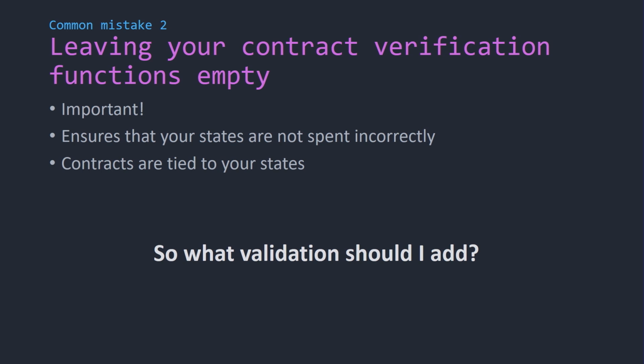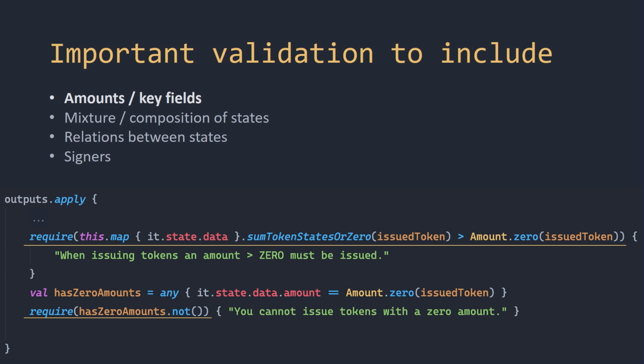So I've told you why you should try and include validation. The question is what to actually put inside of it. So first up, we have amounts and key fields. This is probably the most common one that you've included yourself. For example, you might want to check that the amount of money passed into a transaction is greater than 0, which is what this example is showing. Or maybe you have an enum field on one of your states, and only a certain set of its values are valid in the current context. Really, though, all I'm trying to say is that any important fields on your states contained in your transaction should be considered for validation.